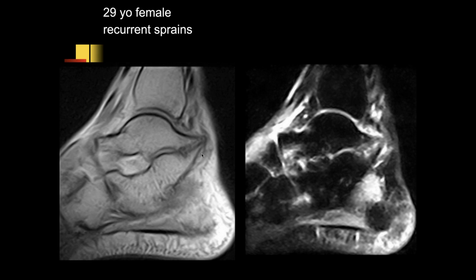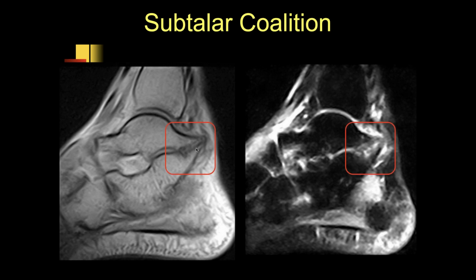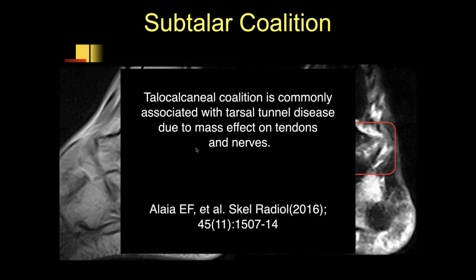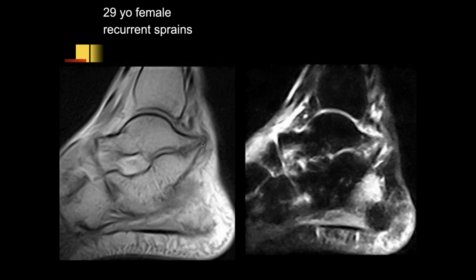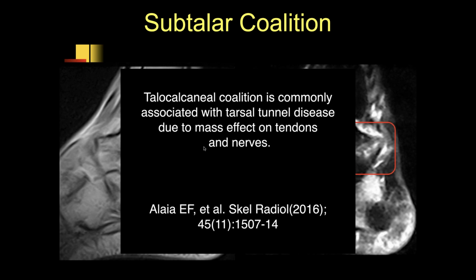talocalcaneal coalition, probably on the medial side. And see how irregular the joint space is there, but there's bony hypertrophic bone formation here, very irregular margins of the bone, and this is very characteristic of a fibrous coalition. And the subtalar joint is one of the most common locations for fibrous coalition. Fibrous, isn't it, John? And ergo you have inflammation and stress in the area. Yeah, a lot of abnormal stress leads to the hypertrophic bone formation, right? Yeah. And this abnormal stress transfers through the subtalar joint space.